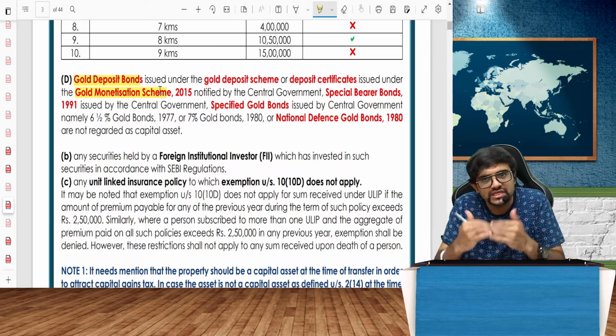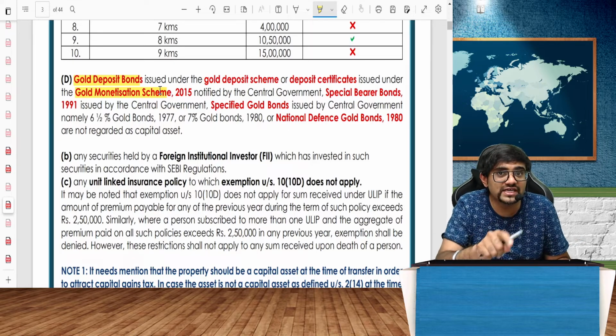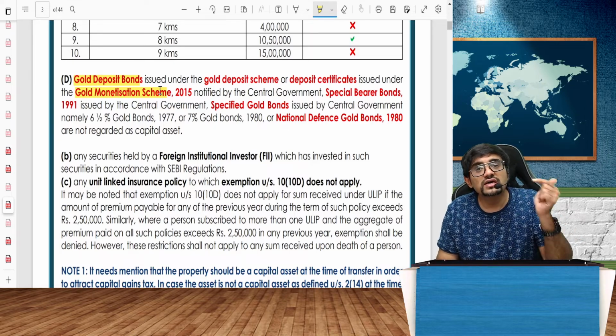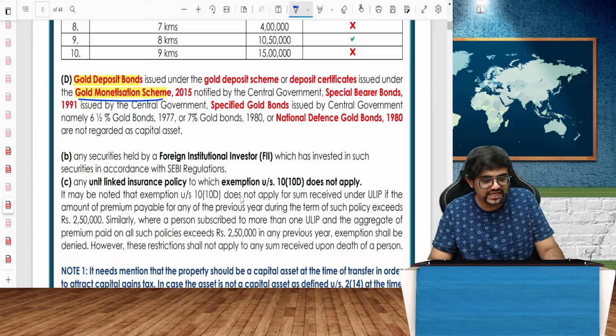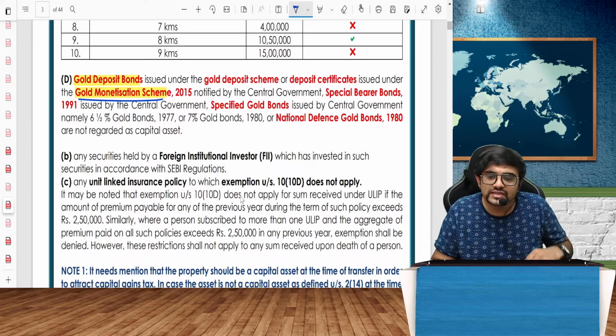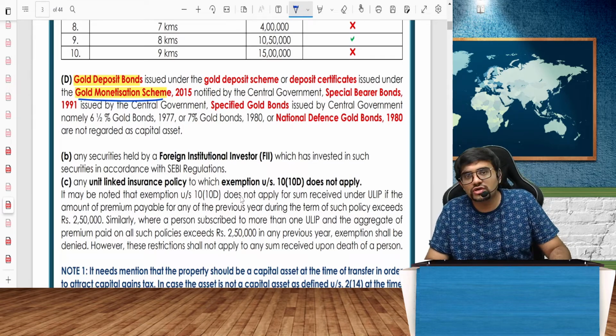Whenever you want to redeem, they will give it back to you. Now, is this a capital asset? Generally, gold is a capital asset. But if you go for the gold monetization scheme, my dear friends, as envisaged by Arun Jaitley ji, then is it called a capital asset? No, it is not called a capital asset.